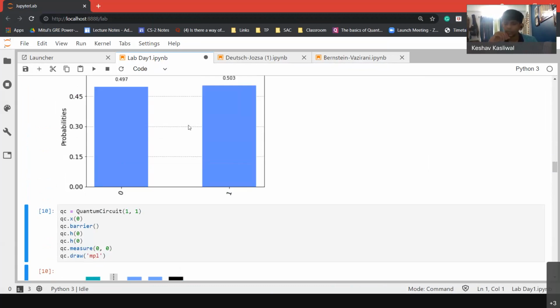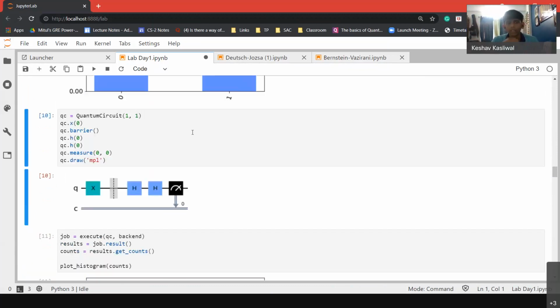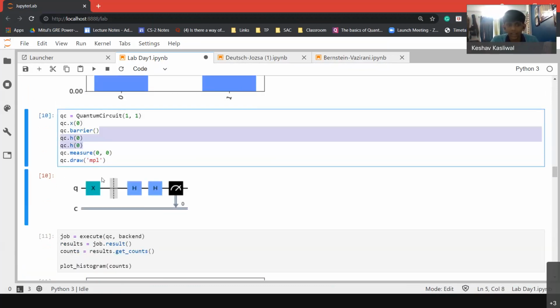What that means is, even if you apply those gates an even number of times, that would result in the same initial state that you have given. Let's say the initial state is 1, but after applying an X gate, all initialized to 0, and then after applying an X gate, you got the state as 1. Now we have applied a Hadamard gate, and again applied a Hadamard gate over here as well, and then we measure.